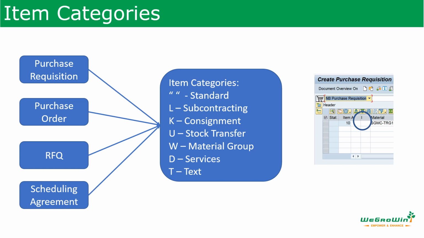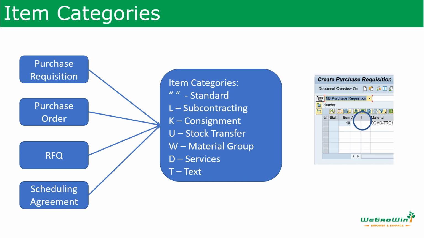Then consignment, K. The vendor makes materials available at the customer place, which is a consignment stock. Liability only arises when the material is withdrawn from the consignment stock, not when the stock is placed in the consignment stores. That is, the supplier keeps the material at the customer place. It will be invoiced only when the customer is consuming it. Okay, that is a consignment stock.